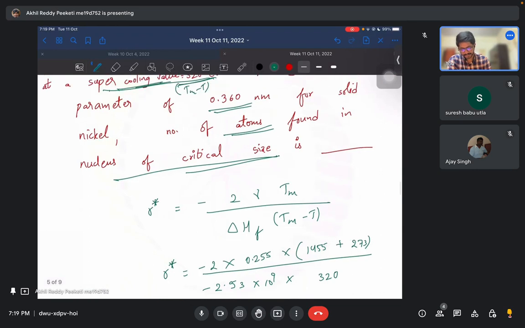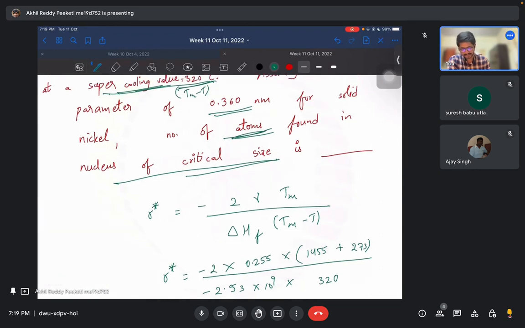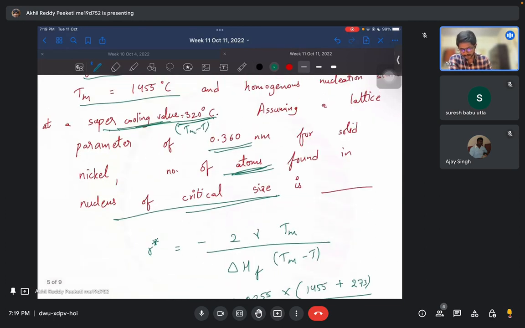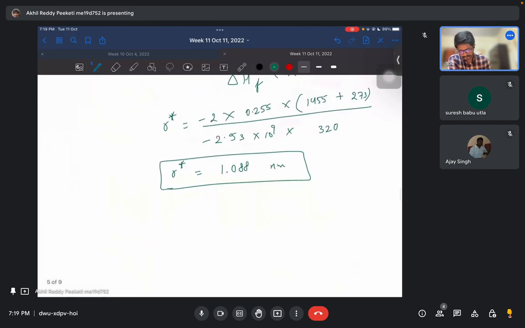Now we need to estimate the number of atoms inside this sphere of critical size 1.088 nanometer. So because we are given the lattice parameter, let's see what is the spherical volume for this critical size.